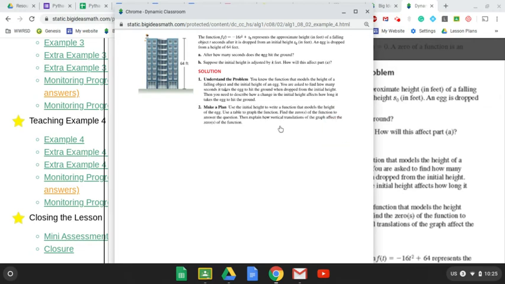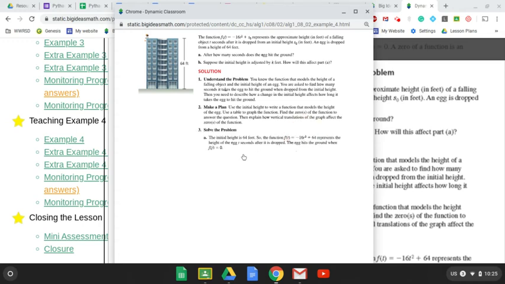Use the initial height to write a function that models the height of the egg. Use a table to graph the function. Find the zeros of the function to answer the question. Then explain how the vertical translation of the graph affects the zeros. Remember, the zeros are where the graph crosses the x-axis. So that's what we're going to look for. We're going to solve the problem.